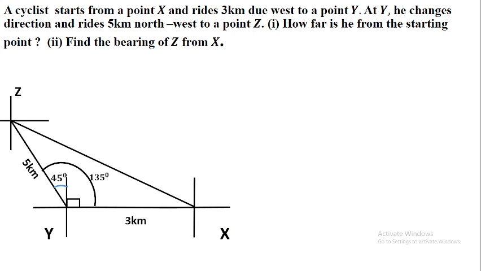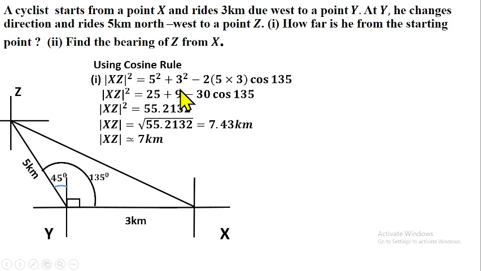So which one are you going to use out of the two? Is it cosine rule or sine rule? You are going to use cosine rule. So if you use your cosine rule, you have side xz squared equals this side, 5 squared, plus 3 squared, minus 2 into 5 times 3 cos the angle facing the side you are looking for, which is 135. Simplify this further: 25 plus 9, and this time they give us 30 cos 135.